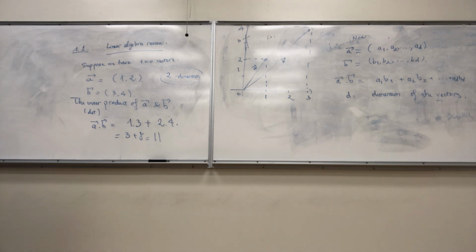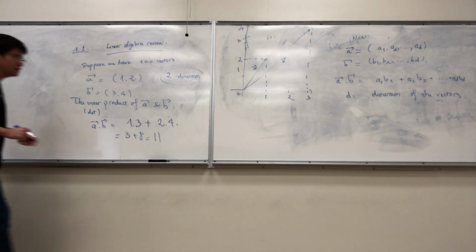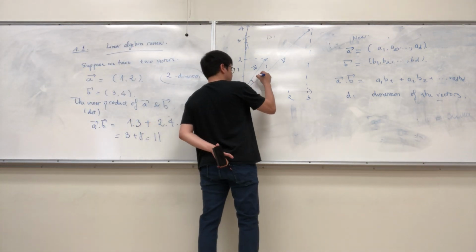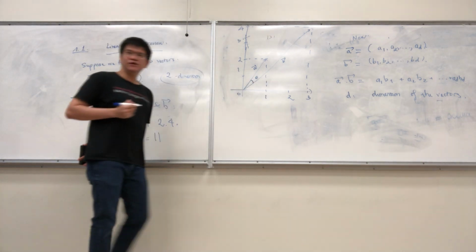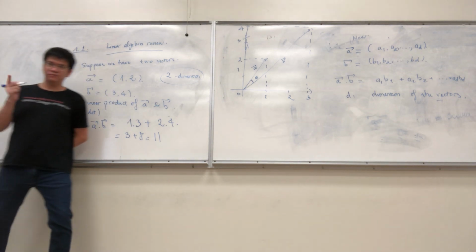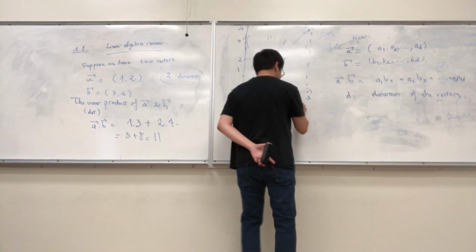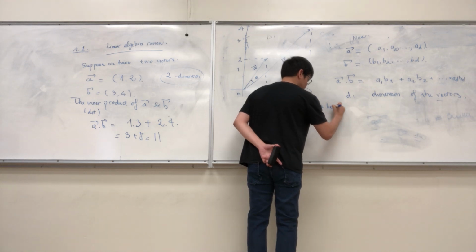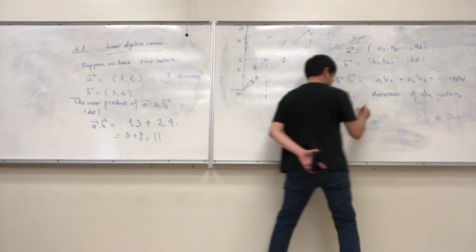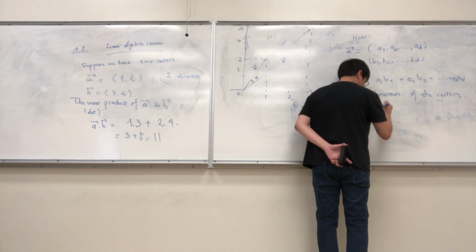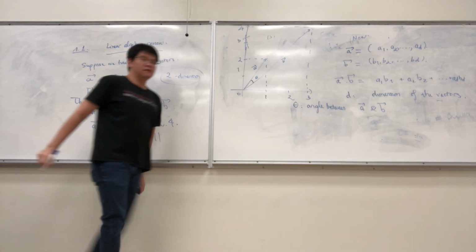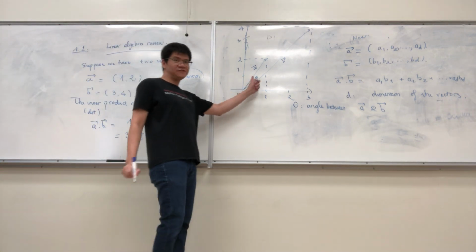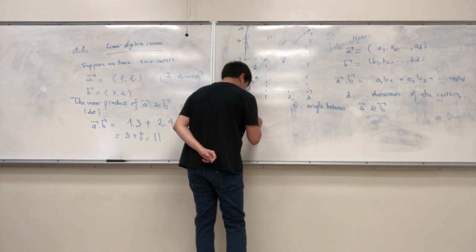Right. So there's also a very important formula. If I denote theta to be the angle between A and B, I can compute the cosine of theta. So what is the cosine of theta?